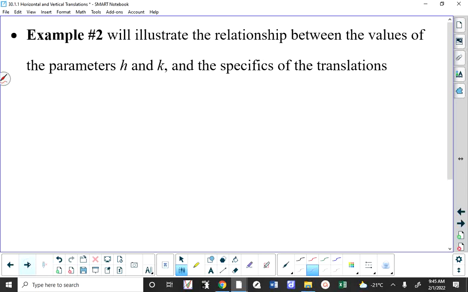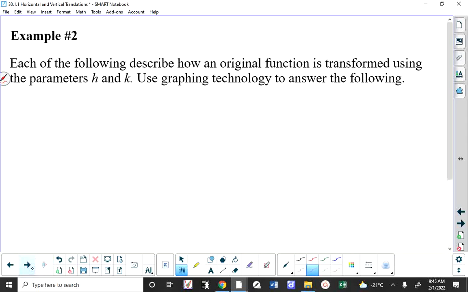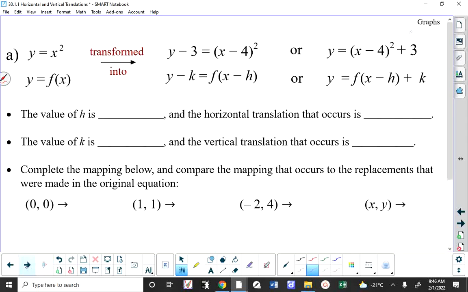So, in example two, are a variety of functions that undergo changes, and we're going to use those four examples in number two to learn about h and k. So let's look at A, and let's listen very carefully because there's a lot of information here. What we are saying is y equals x squared changes into y minus 3 equals x minus 4 squared.